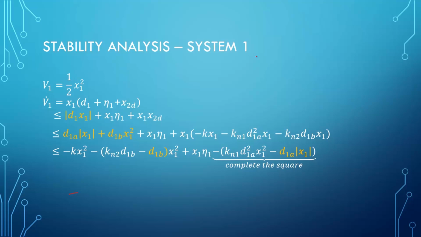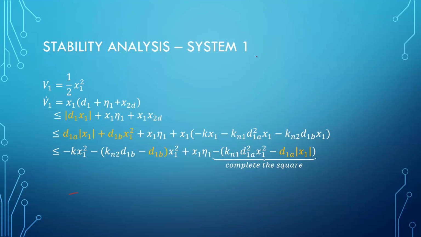Yeah. So the first good term is here to create negative definite of V1 dot, right? The second one is here to do the complete squares, which take care of the disturbance terms. And the third good term also deals with the disturbance terms, right? They're coming from the upper bound of the disturbances. Okay.